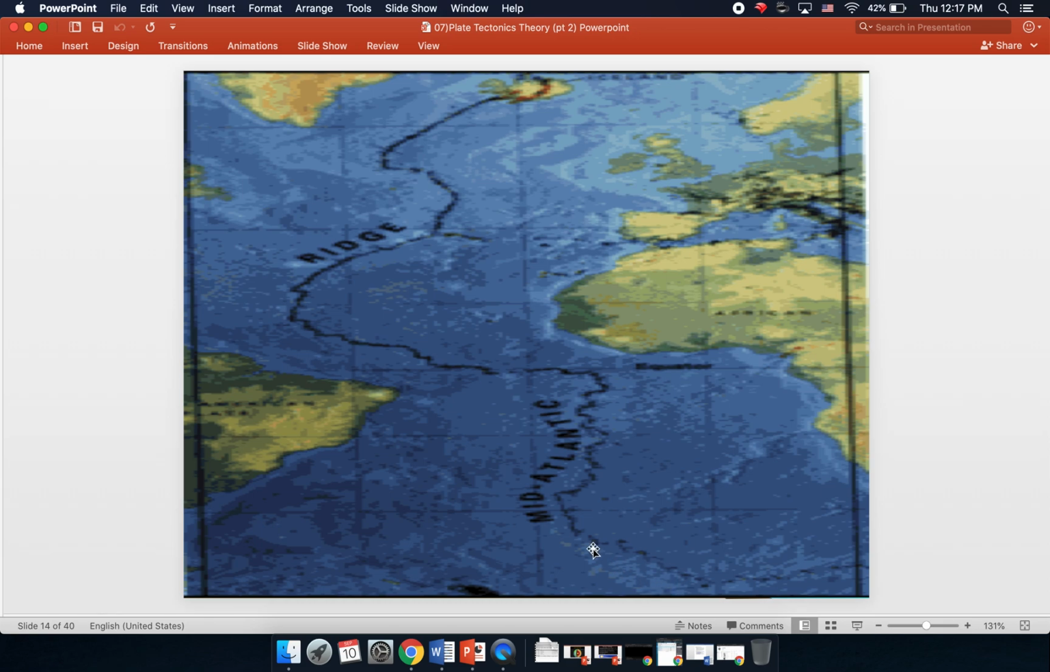So the Mid-Atlantic Ridge is a divergent oceanic plate boundary. All right, so that's why we have this mid-ocean ridge here. Remember, mid-ocean ridges are associated with oceanic divergent plate boundaries.